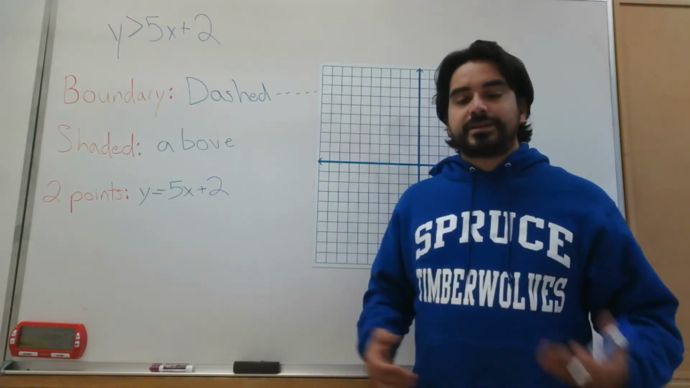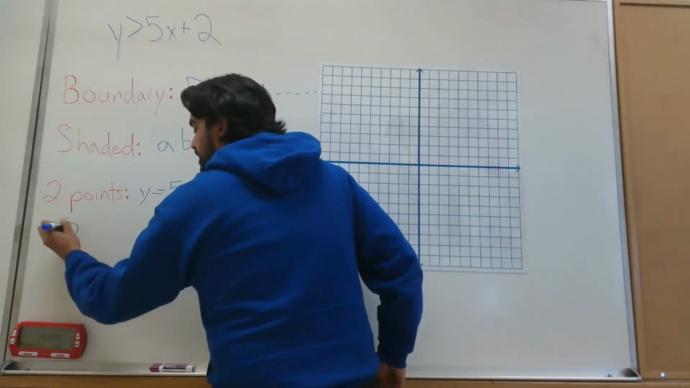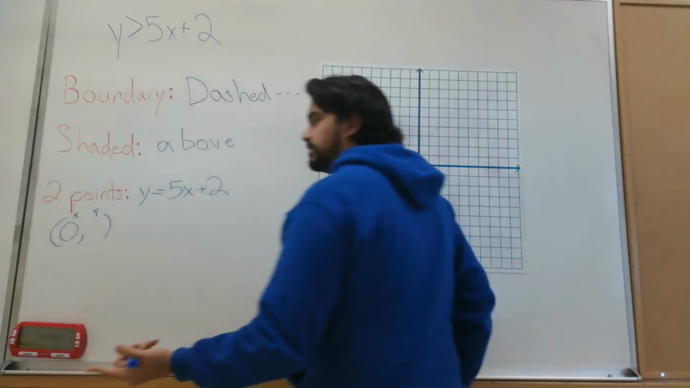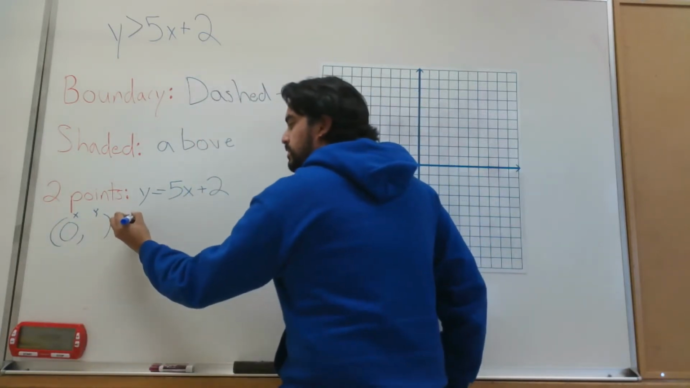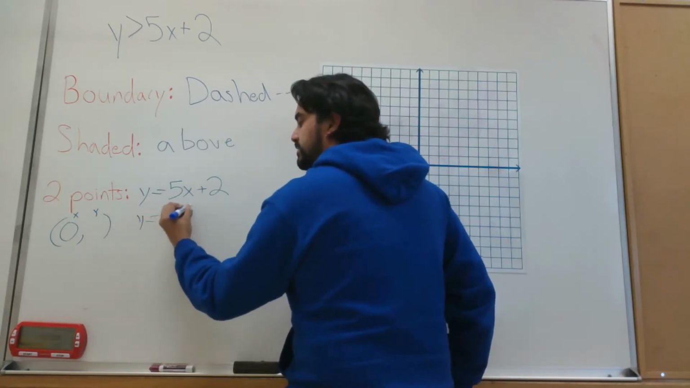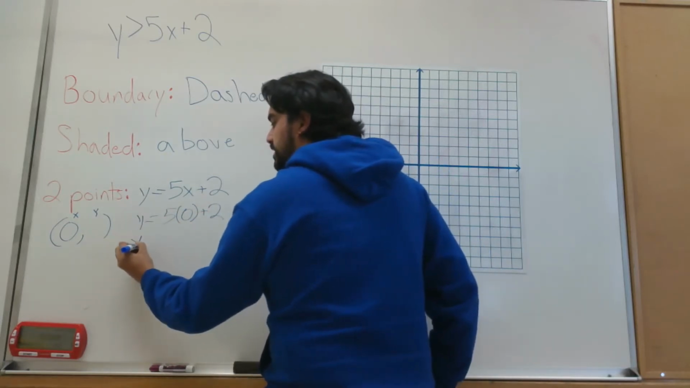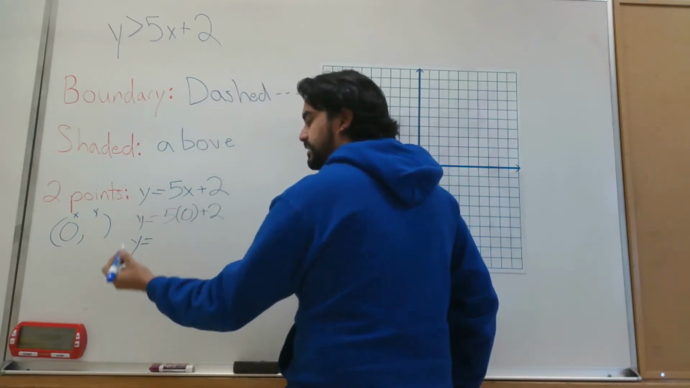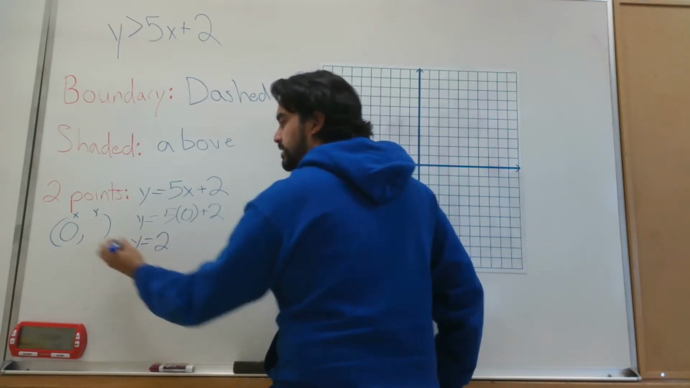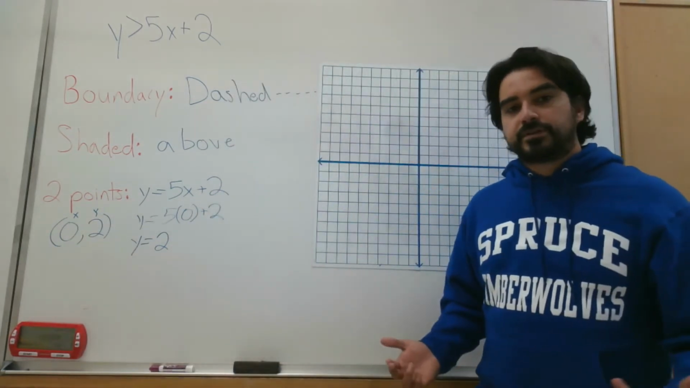Now, the point I'm going to pick is 0. I'm going to use x as 0, and I'm trying to find my y value. So y equals 5 times 0 plus 2. So y equals 5 times 0 is 0, plus 2 is 2. So y is equal to 2. That's my first point.